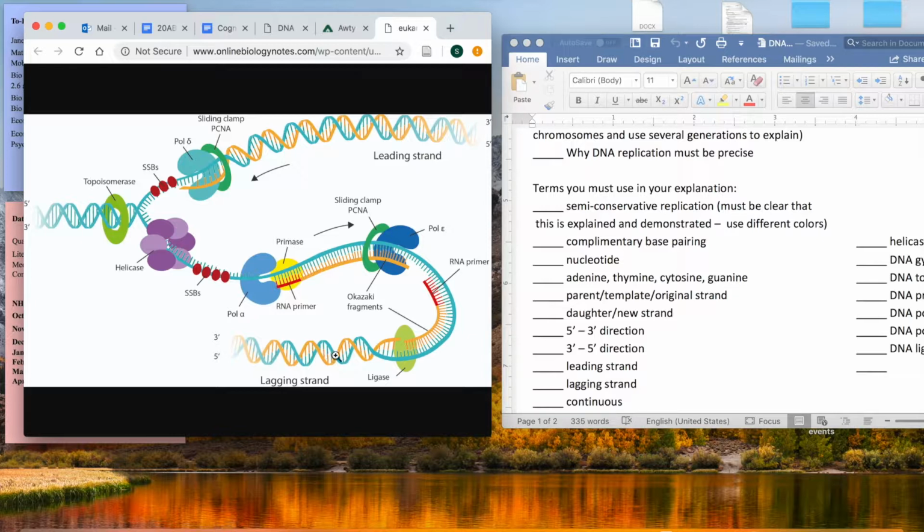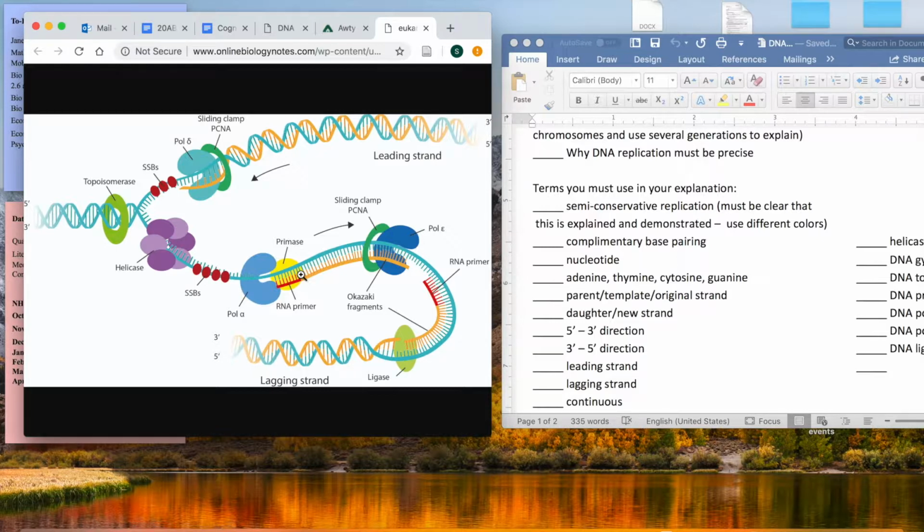And we can also see that here the leading strand is replicating towards the replication fork, which is this right here, and the lagging strand is replicating away from the replication fork, which is here.